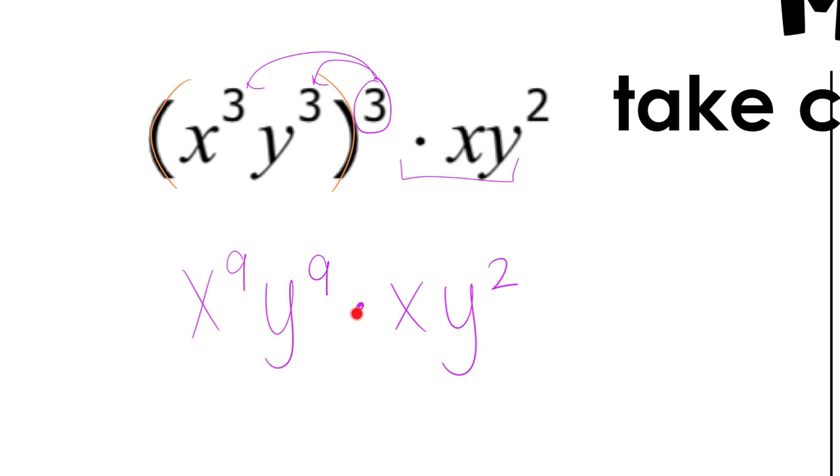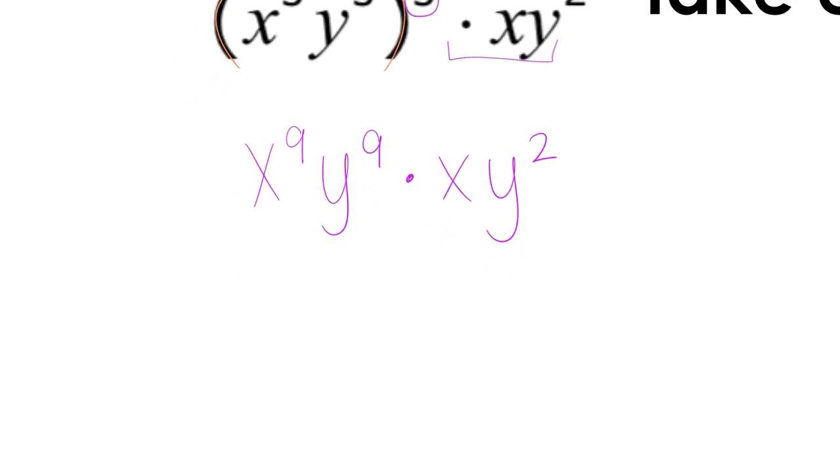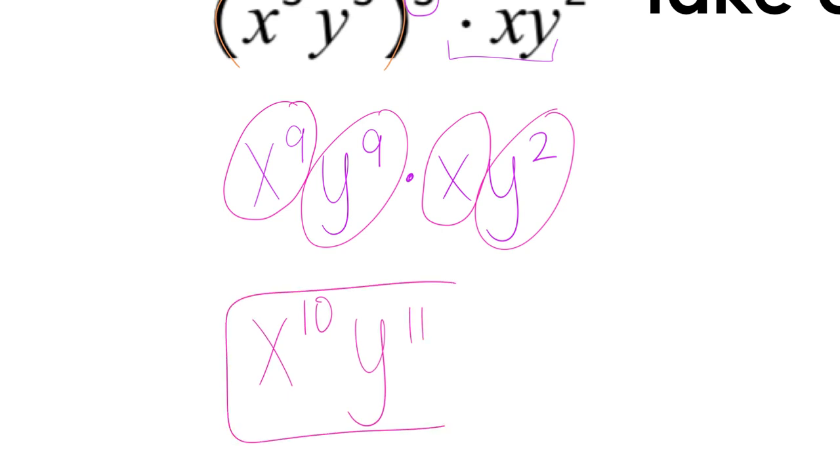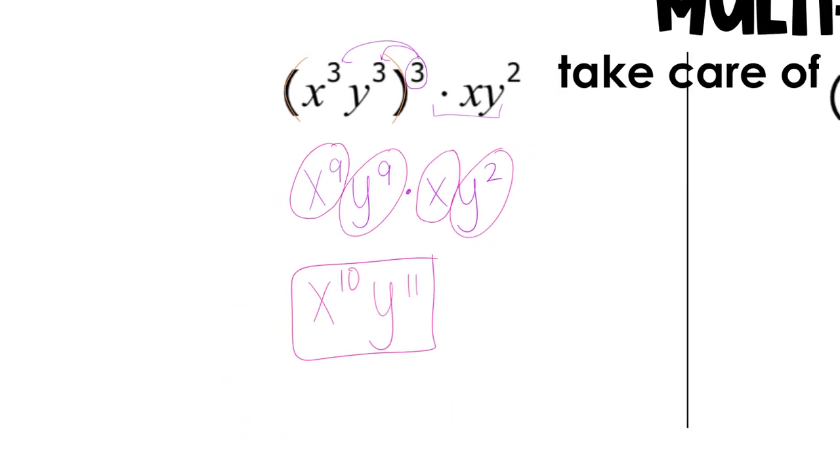Now, what we're left with is just the product rule, right? There's no more parentheses. There's no more exponents on the outside. So now this is the one where you just add the exponents. So take a look at the x's. We have 9 and 1 right there, so that would be x to the 10th. And then for the y's, we're going to have y to the 11th. And that's the final answer for that one.